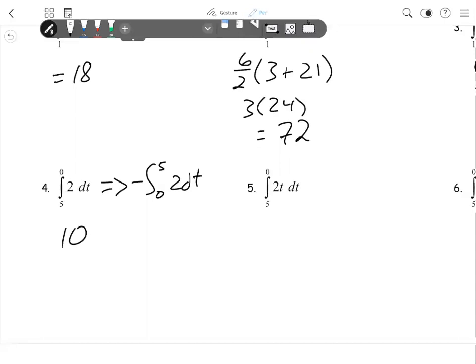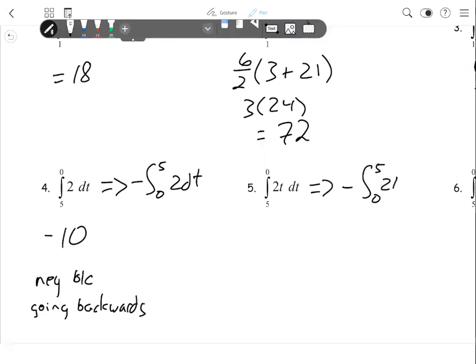So now, since I have a rectangle, the width of the rectangle is 5, the height is 2. Therefore, the area under the curve is 10, but I need to make it negative since I reversed the limits. So this is going to be negative 10, and it's negative because we are going backwards, and we had to reverse the bounds of the integral. Same thing for this one. The bounds are out of order, so I'm going to make this the negative integral from 0 to 5 of 2t dt.